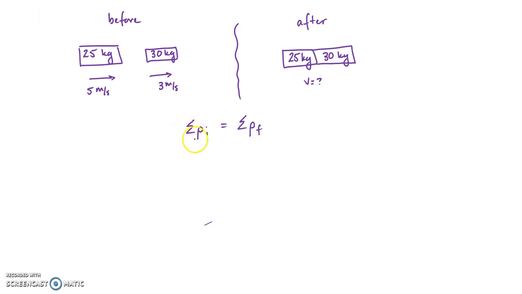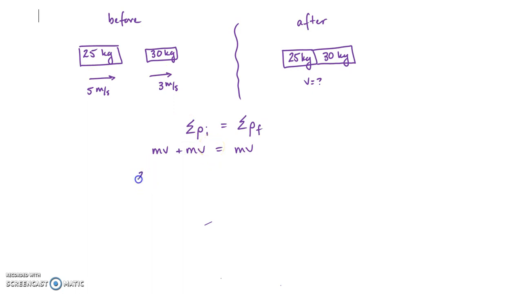Now I just have to say, what had momentum? Here I have two objects, so I could do momentum 1 plus momentum 2, because momentum is mass times velocity. And then at the end, we only have one object, and it's got one velocity. So now I'm just going to throw everything in where it goes.